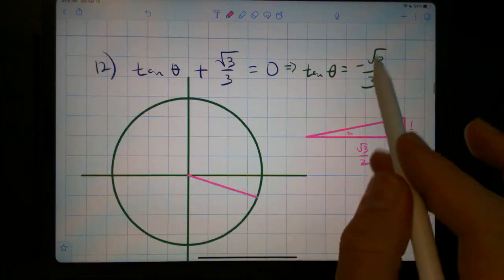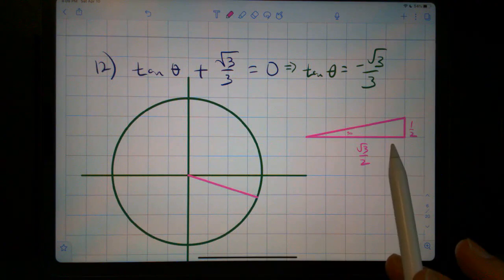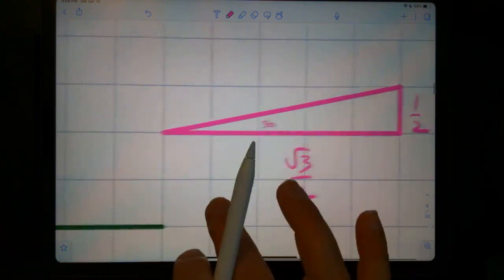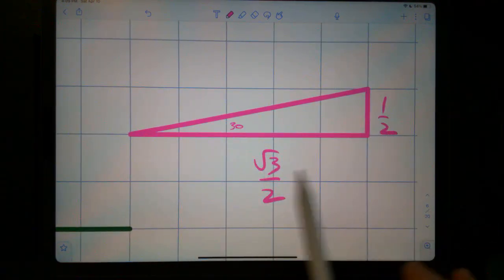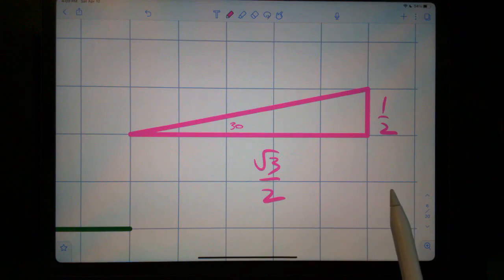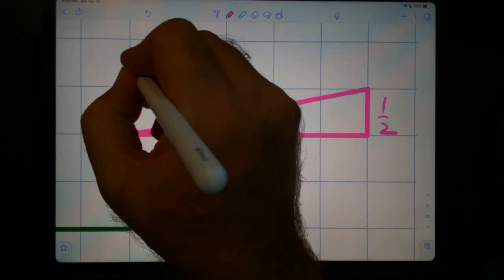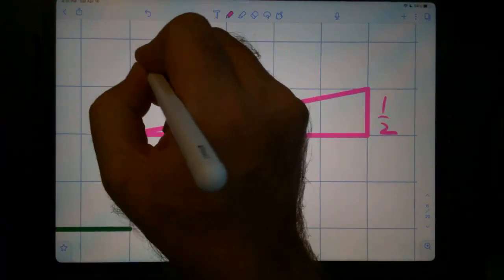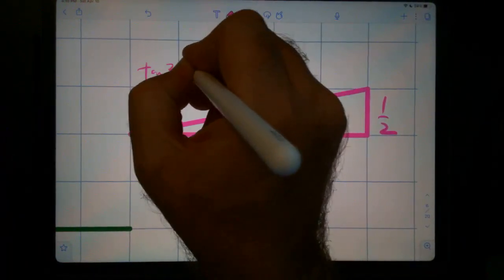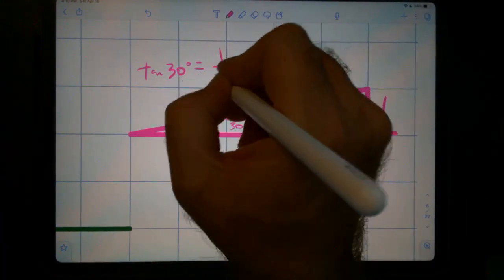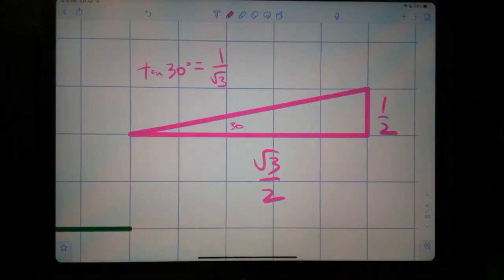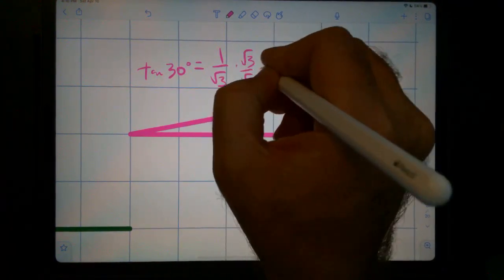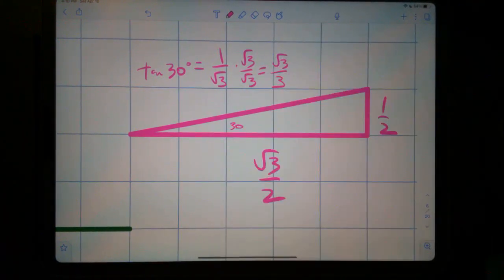So to be honest, I knew that this was a familiar one, but had to figure out which one it was. So if we have a 30, 60, 90 triangle, this is the short side, this is the long side. Okay, and we have that tangent of 30 degrees is equal to 1 over radical 3, the opposite over adjacent, and when I rationalize the denominator, I get radical 3 over 3.